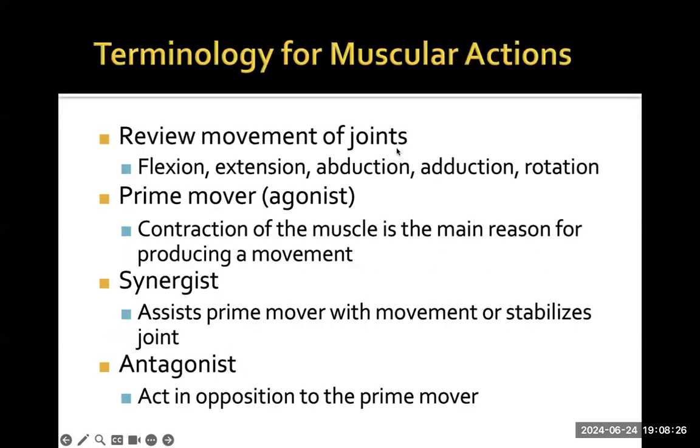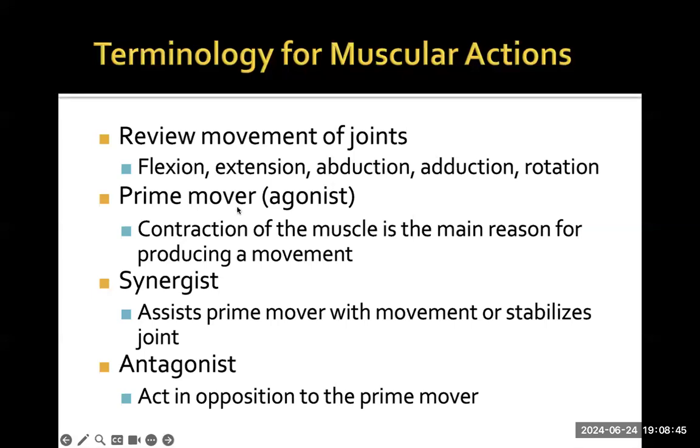So here's some terminology for actions. This is just a review of your joints. So flexion and extension, which are decreasing and increasing the angle of a joint. Abduction and adduction, which are taking away from the midline and adding toward the midline, and then rotation around an axis.